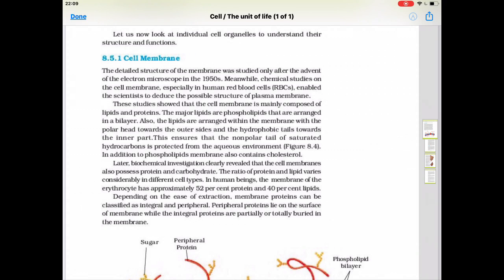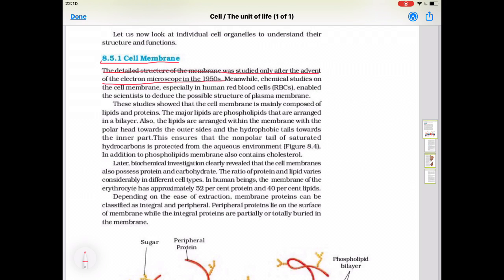Good morning, students. Our today's topic is cell membrane. The detailed structure of the membrane was studied only after the advent of electron microscope in 1950.